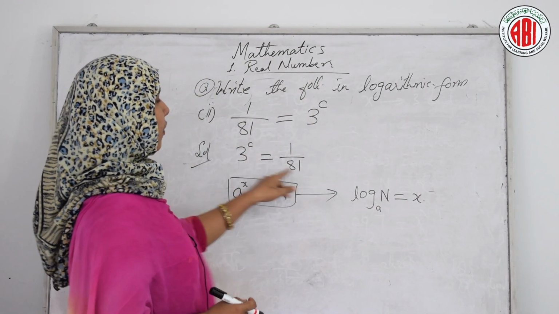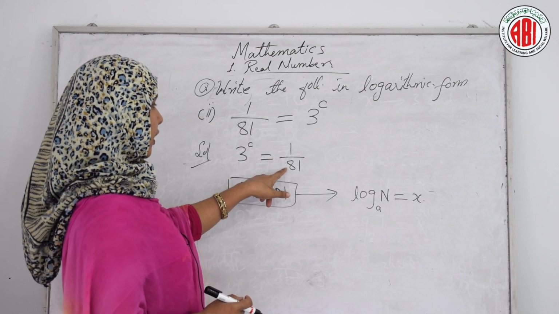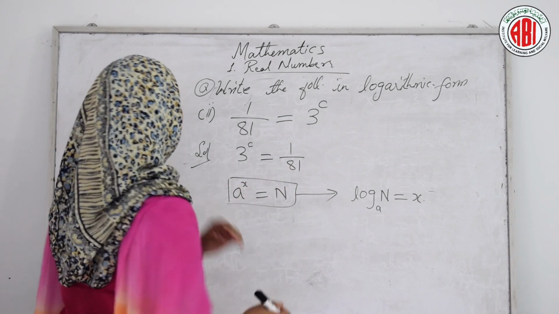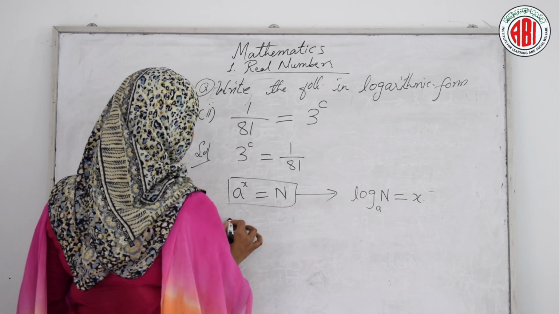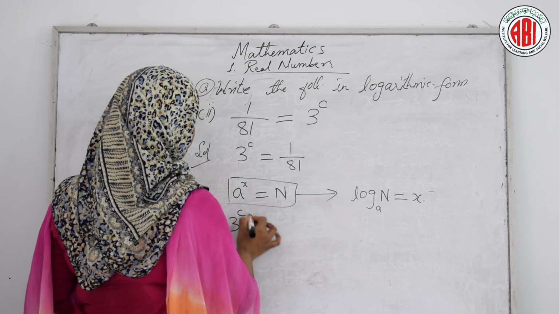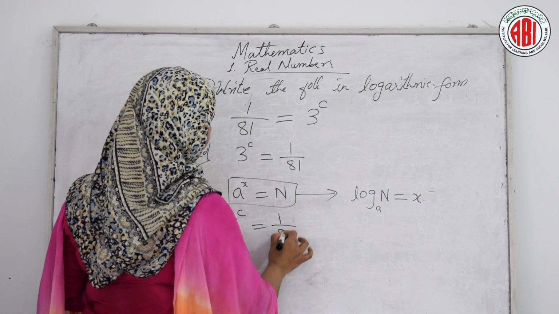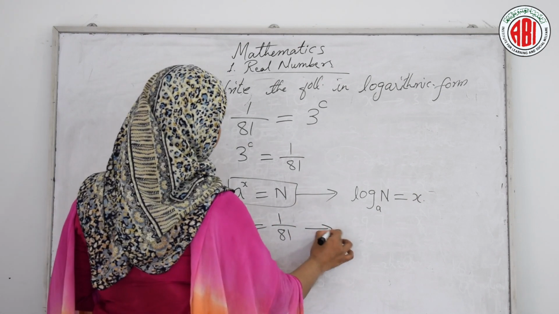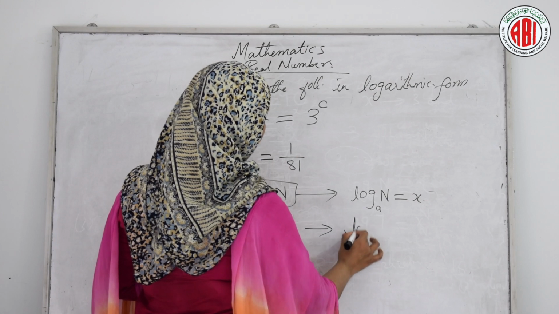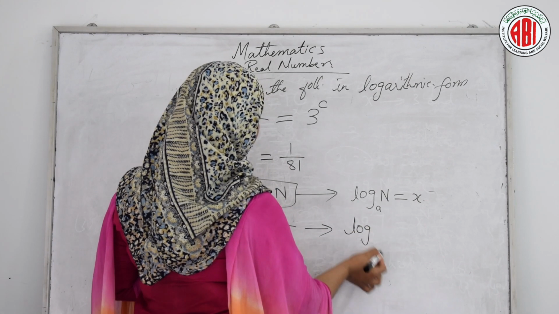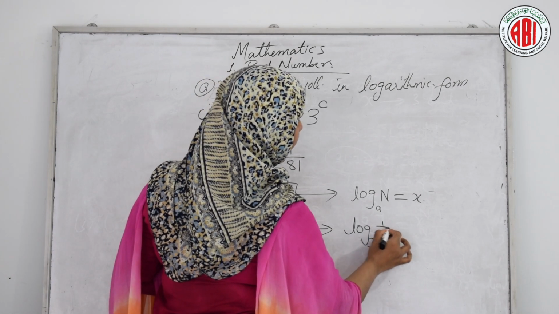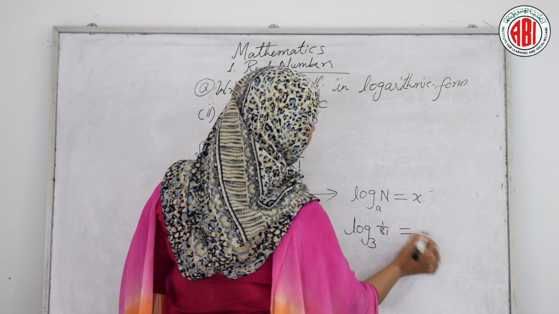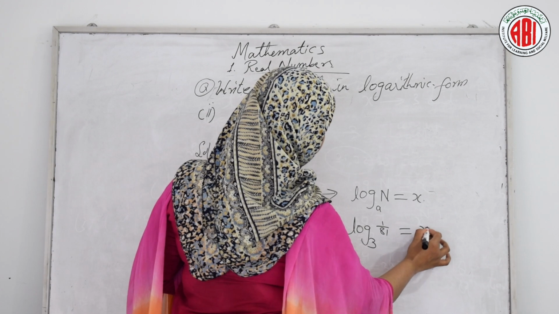Before we apply here, we can solve this first, or else we can solve after that also. Let us apply first. 3 to the power c is equal to 1 by 81. First we will apply: log, a is 3, n is 1 by 81, is equal to c.